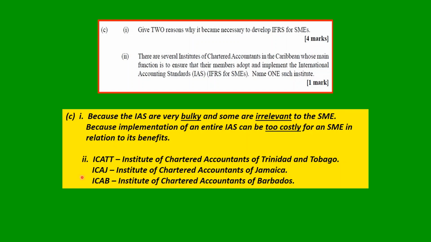Okay, the second part, we have three Institute of Chartered Accountants here. They only ask for one, so you can make your choice. Institute of Chartered Accountants of Trinidad and Tobago, ICAT, Institute of Chartered Accountants of Jamaica, ICAJ, and ICAB, Institute of Chartered Accountants of Barbados.